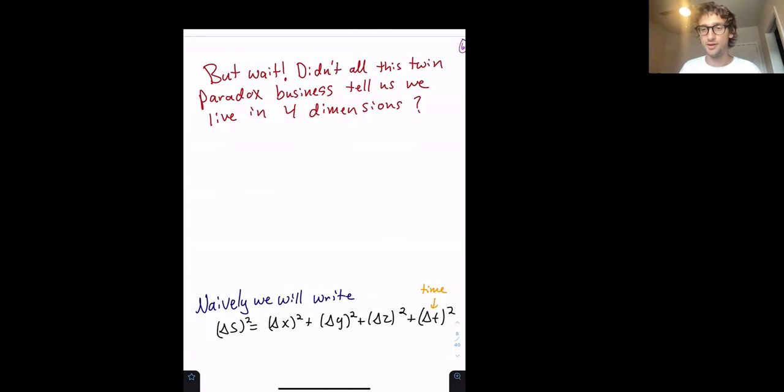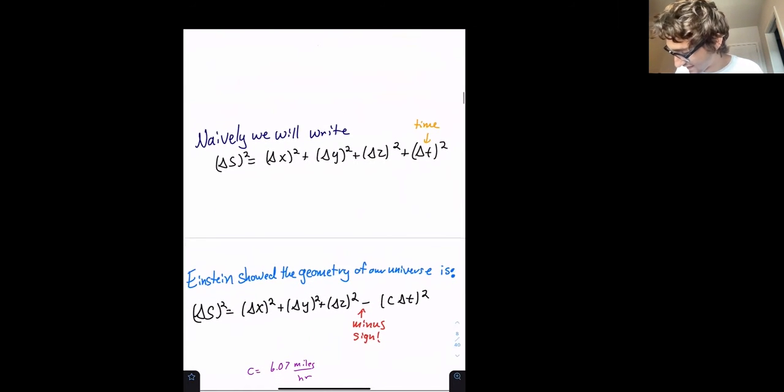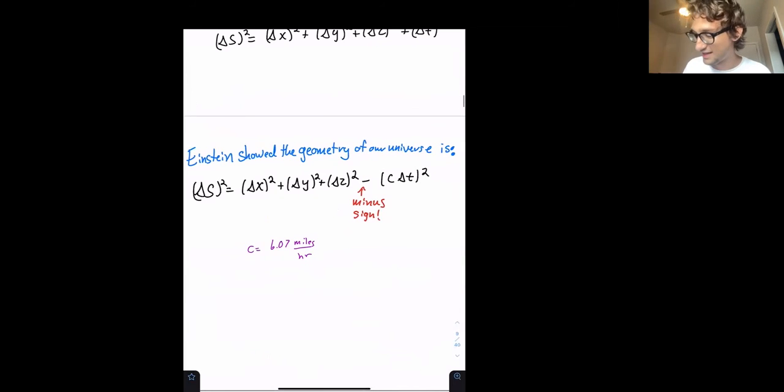But actually, what the Pythagorean theorem of our 4-dimensional universe looks like is this. The time dimension comes with a minus sign. And the c is just the speed of light. And the speed of light is definitely not 6.7 miles per hour. It is 6.7 times 10 to the 8 miles per hour. Yeah, that's bizarre, but we'll see why we need to have this minus sign, and we'll see its consequences.